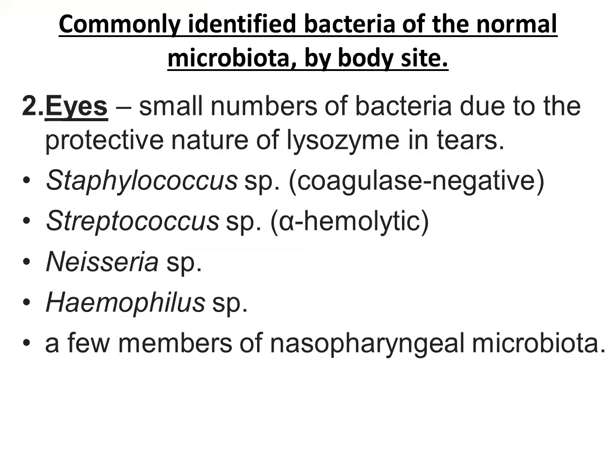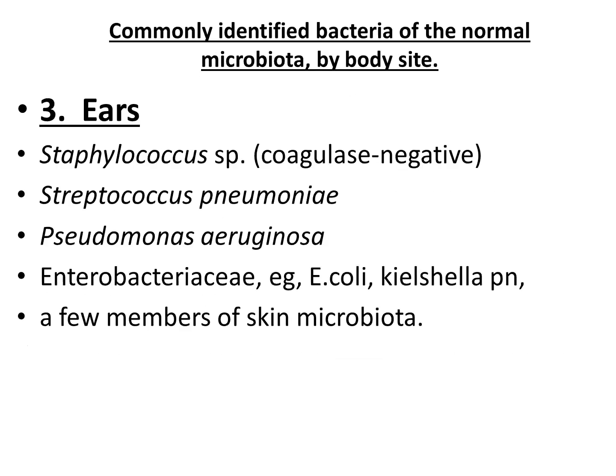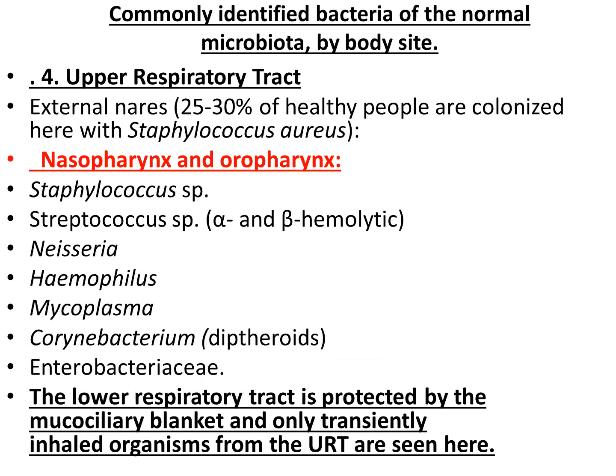In the eye, there is a small number of bacteria due to the protective nature of lysozyme in tears. These include Staphylococcus species, Neisseria species, Haemophilus species, and a few members of the conjunctival microbiota. In the ear, there are Staphylococcus species, coagulase negative, Streptococcus pneumoniae, Pseudomonas aeruginosa, and Enterobacteria like E. coli and Klebsiella pneumoniae. In the upper respiratory tract, nasopharynx and oropharynx, there are Streptococcus, Neisseria, Haemophilus influenzae, Mycoplasma, Corynebacterium, and Enterobacteria.